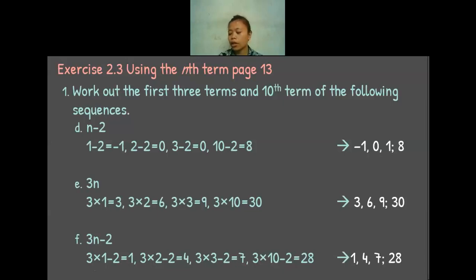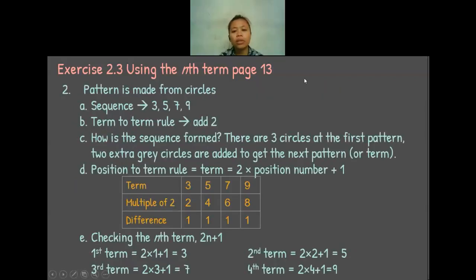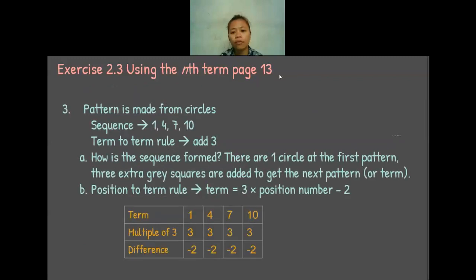Is there anyone having any question? Hello? No? Okay. If you have no question, I will move to the question 2. Please feel free to tell me whenever you have any difficulties. Do not stay quiet, because I cannot check if you already understand or not if you stay quiet.